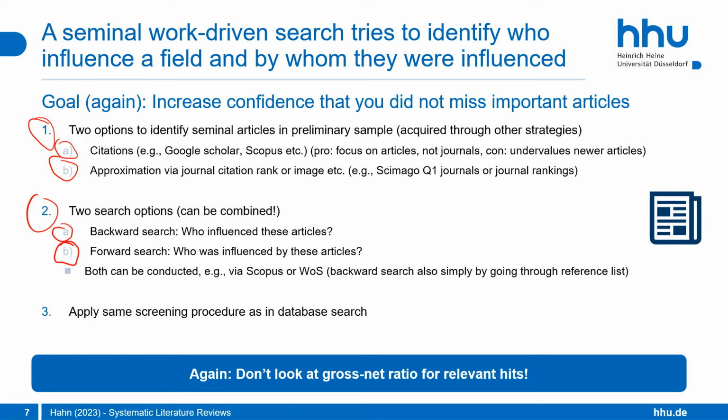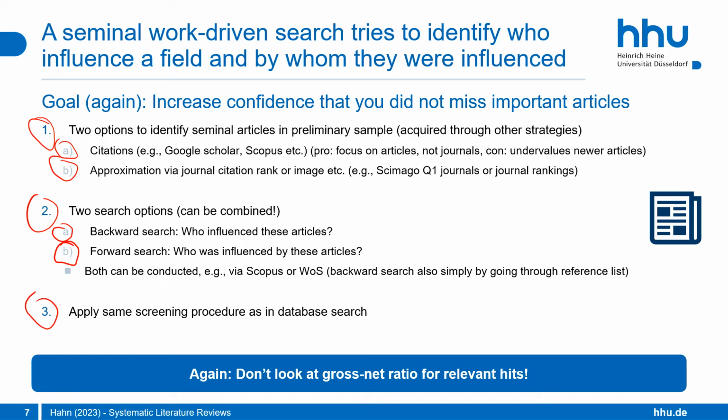And the second question would be who was actually influenced by these articles, and that's called a forward search because you're looking forward in time from the time when the respective article was published. So you look at citations of these seminal articles, and again then determine whether or not these articles that cite the seminal articles that are already in your preliminary sample are topically relevant or not. Both can be conducted via databases, forward and backward search, and the backward search itself can also simply be conducted by going through the reference list of the seminal papers.